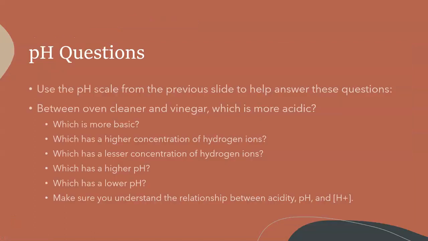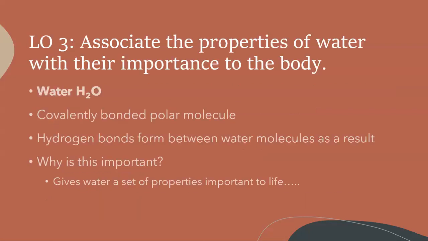So, some things that you might ask yourself. Use the pH scale from the previous slide to help you answer these questions. Between oven cleaner and vinegar, which is more acidic, which is more basic, which has a higher concentration of hydrogen ions, which has a lesser concentration of hydrogen ions, which has a higher pH, which has a lower pH. You've got to make sure you understand the relationship between acidity, pH, and concentration of hydrogen ions. All right, let me know if you have any questions about that, and we'll move on.